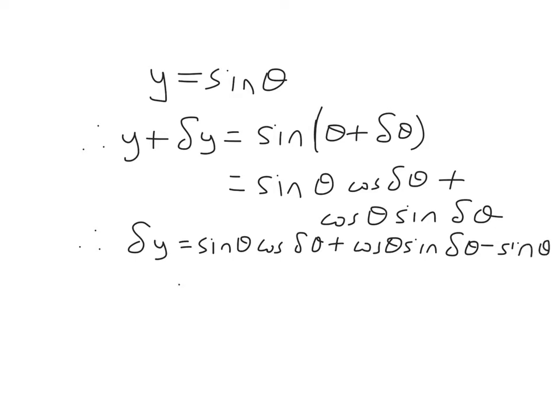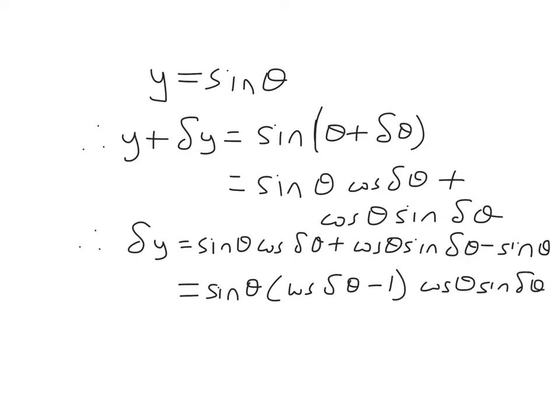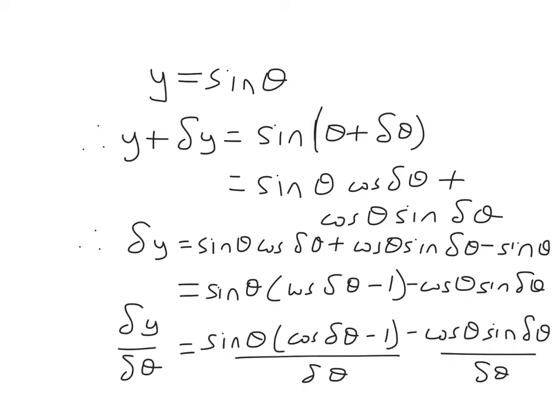And now I'm going to make sine theta a factor of the first term and the last term, and obviously that still leaves cos theta sine delta theta. Now I'm going to divide both sides by delta theta, so I've now got that expression there.